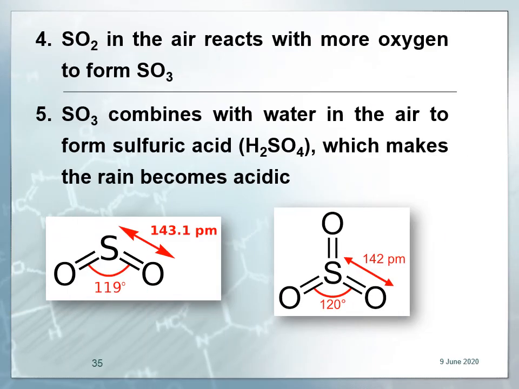When sulfur dioxide reacts with more oxygen, it will form sulfur trioxide. Sulfur trioxide combines with water in the air to form sulfuric acid, which makes the rain acidic. Sulfuric acid can increase the acidity in rivers and lakes, causes the acidity of water, and reduces the ability of animals and plants to survive.